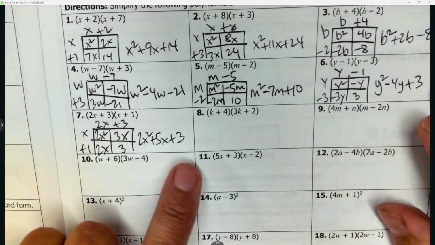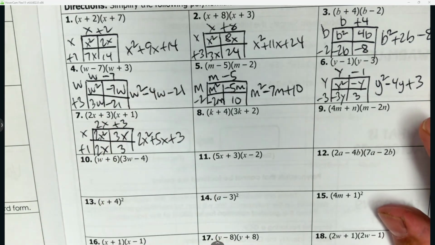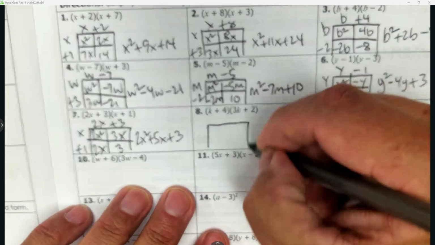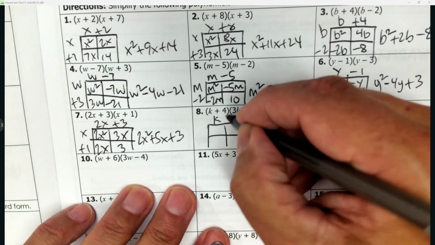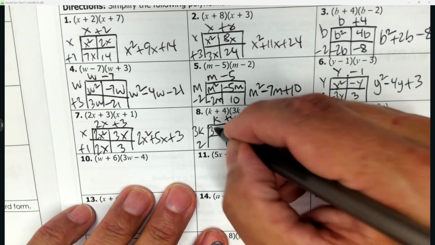And again, we're going to learn how to work backwards. So if it's expanded, you can reverse it and make it a product like that. The next lesson, here we go. Again, we're going to multiply it out. That's k and 4 and 3k and positive 2, and then multiply it.